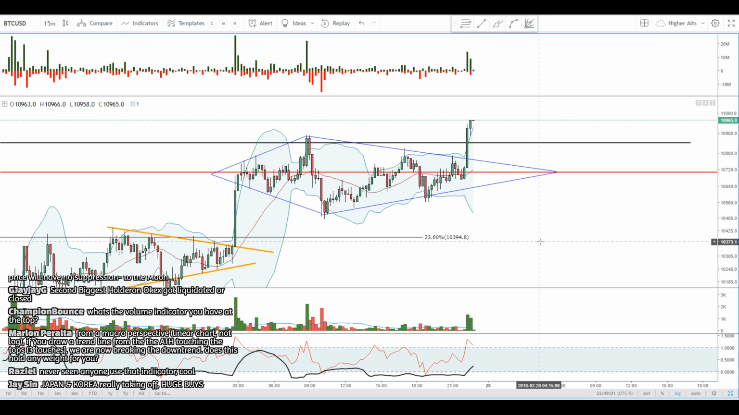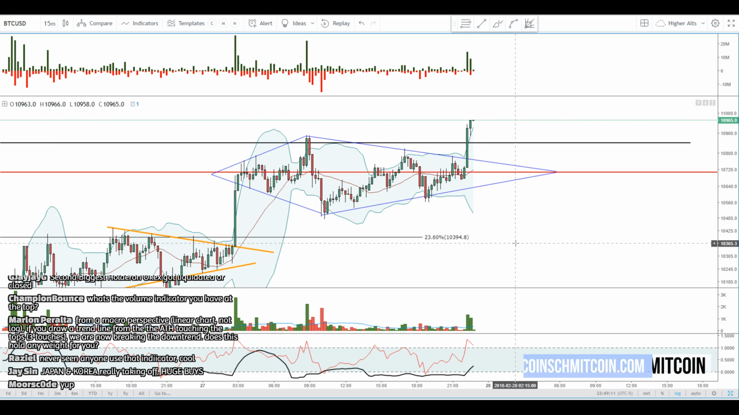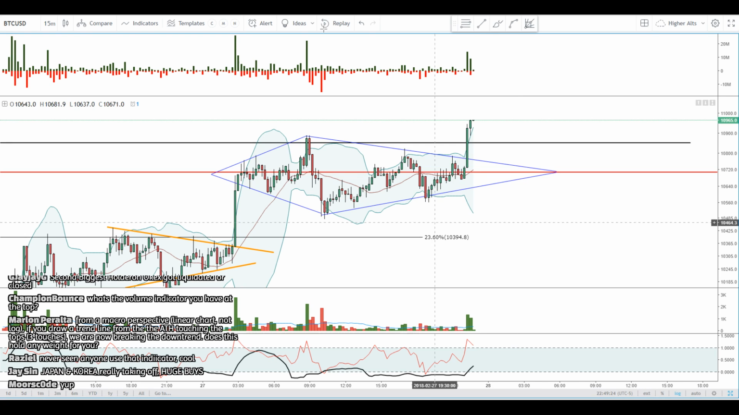From a macro perspective, linear chart, not log. If you draw the trend line from the all-time high touching the tops, we are now breaking the trend. Does this hold any weight for you? Yeah. So that's what I was talking about. Because it's a macro trend, right now it doesn't hold any weight for me. It's, of course, going to be a spot where everyone's going to try to sell if they're bearish, and buy if they're trying to buy a breakout. But until we close a couple candles above it, that doesn't mean anything to me because we break trends and come back into them all the time.